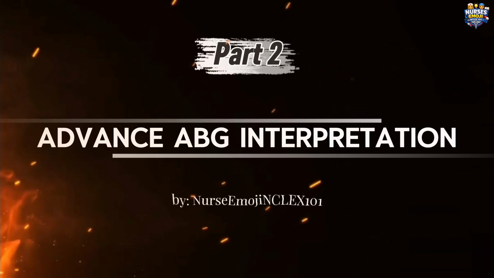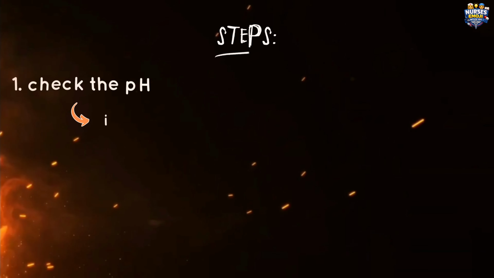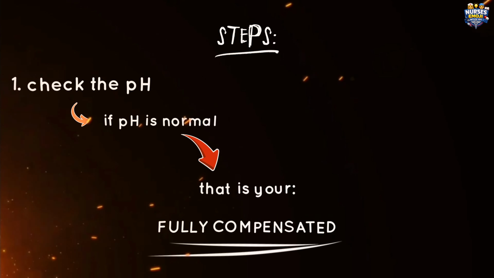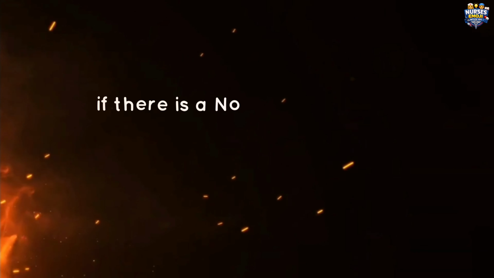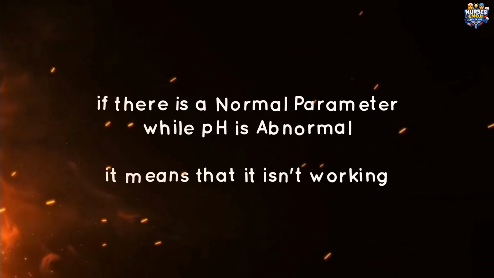Part 2. Advanced ABG Interpretation. Steps. 1. Check the pH. If pH is normal, that is fully compensated. If pH is abnormal, you have to find a normal parameter. If there is a normal parameter while pH is abnormal, it means that it isn't working.